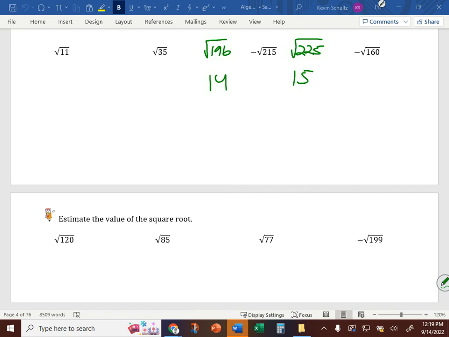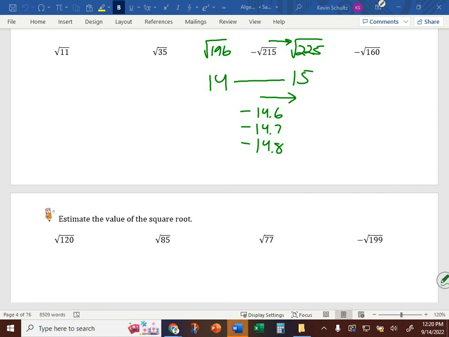Closer to 15 because 215 is closer to 225. So it's not going to be 14.1, not 14.2, right? Those are all closer to 14. We're going to probably start with 14.6, 14.7, 14.8, somewhere around there. It's an estimation, so it doesn't have to be perfect. And now, since our original number was negative, we make sure that we add that negative sign into our final answer. Okay? So positive, negative, the procedure doesn't change. It's just that your answer is going to be negative.